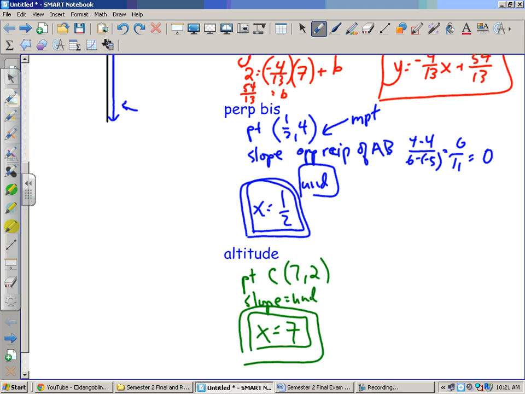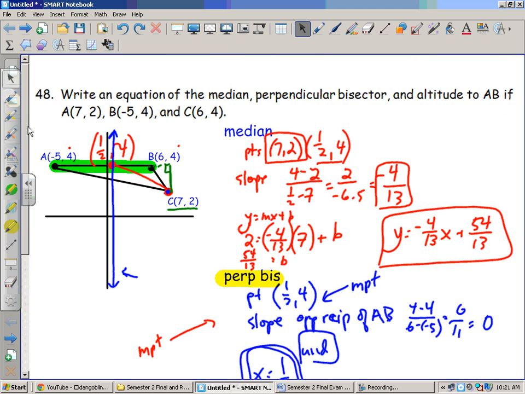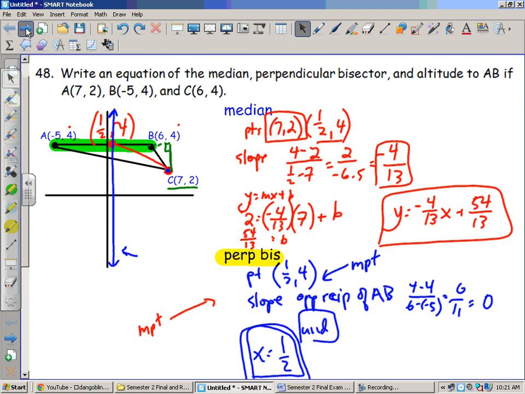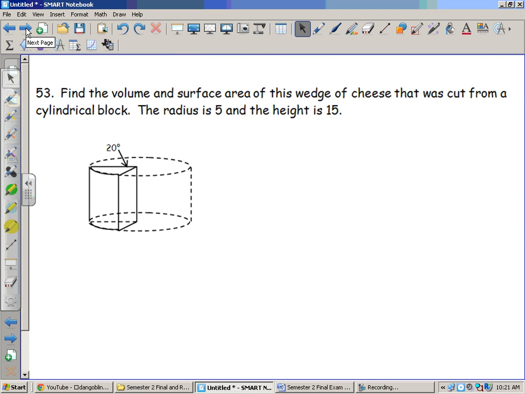So you know that the altitude and the perpendicular bisector both have the same slope. They're both perpendicular to the line, yet the perpendicular bisector goes through the midpoint, and the altitude goes through the opposite vertex. So that's a good example of the difference between these three types of lines. Problem 53 is the next one.